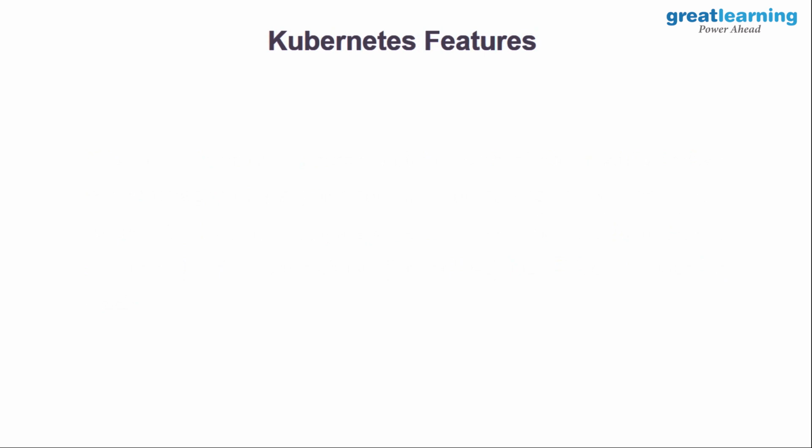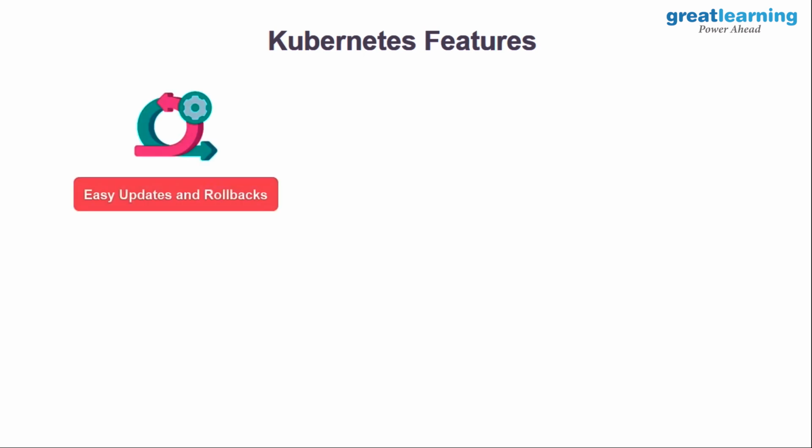So now let's look at the different features Kubernetes provides us, so that we get a better understanding of what Kubernetes does, at least theoretically. So the first thing that it helps us do is easy updates and easy rollbacks. Whenever you want to update, or pull back an update, it becomes very easy to do so with the help of Kubernetes.